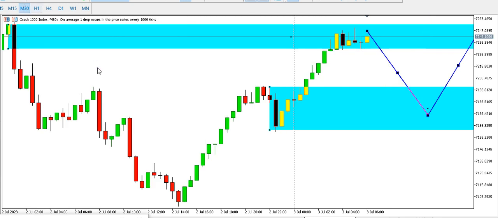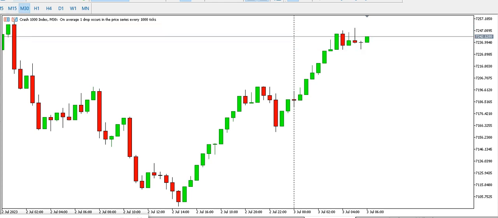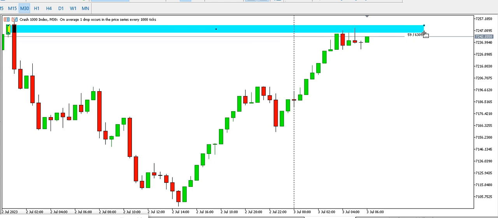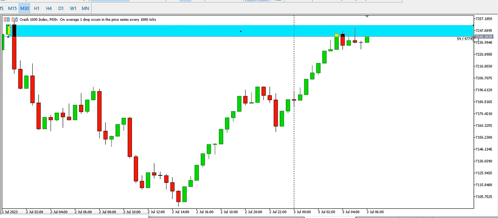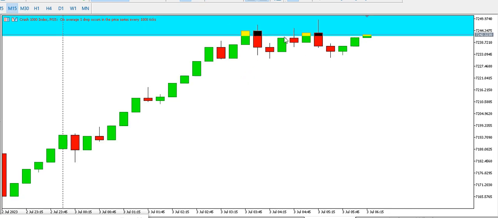On the 30 minutes time frame, price is ranging. We are already at this particular order block. I'm talking about this order block on the 30 minutes time frame. Price might likely break above this very order block. A break and a close above this order block on the 30 minutes time frame might likely see price continue to rise and rise.